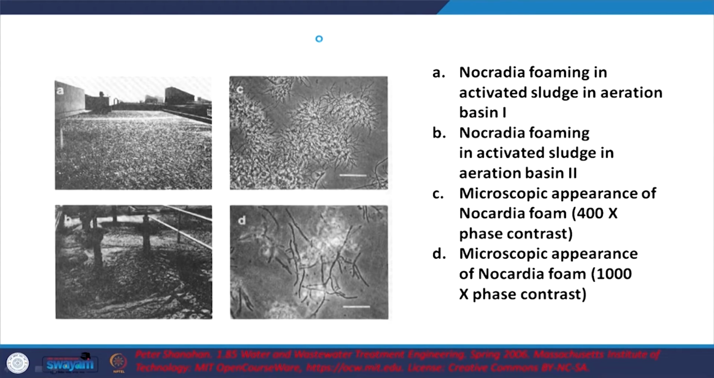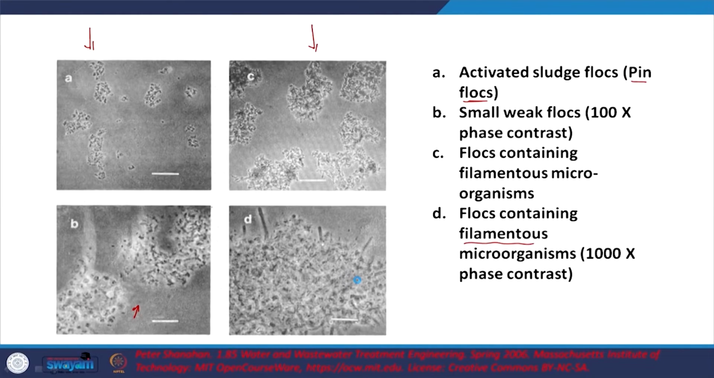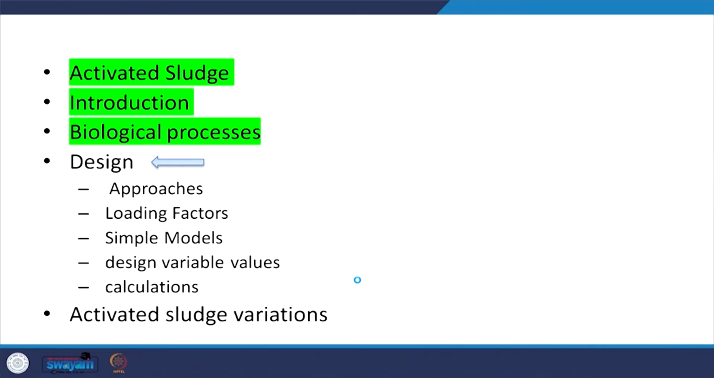Let us move on. Nocardia foaming in an activated sludge basin, that is in A and B. You can see the foaming. These are black and white pictures, maybe we can get better pictures later. And the microscopic appearance of the Nocardia foaming, and these obviously do not settle down well. That is something to keep in mind, and you can see the difference between the two kinds of bacteria or microbial populations. Okay, let us move on.